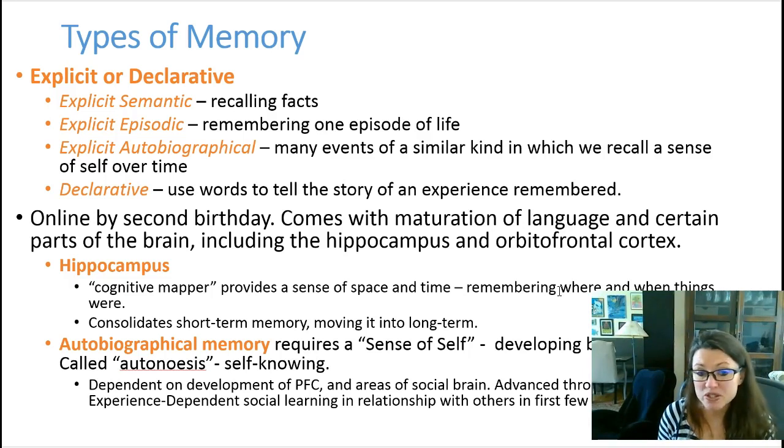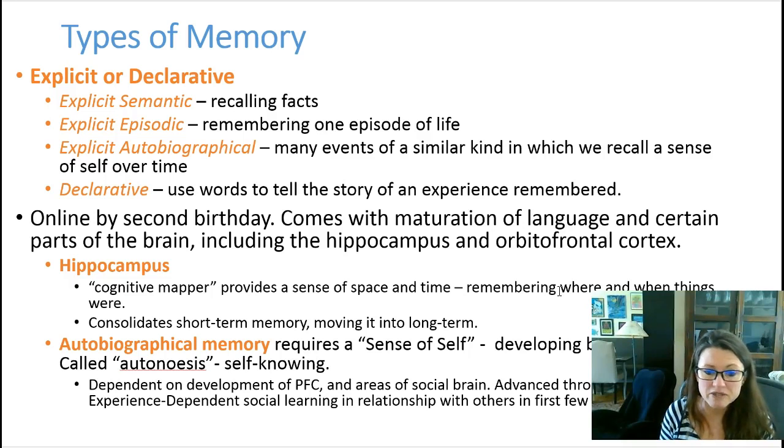The hippocampus also helps to consolidate short-term memory and move it into long-term memory. Autobiographical memory requires a sense of self, which we don't really have until about 18 months of age, which is called autognosis, or self-knowing. Gnosis is just information, that's more of our explicit semantic stuff, just facts and knowledge. Autognosis is knowledge of the self, and we don't really get this until later. So it's hard to have autobiographical memory if you don't have a sense of self.